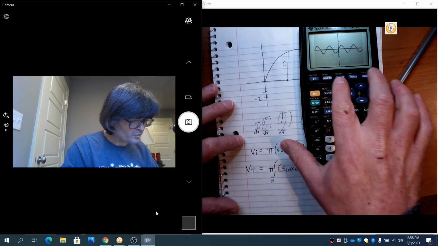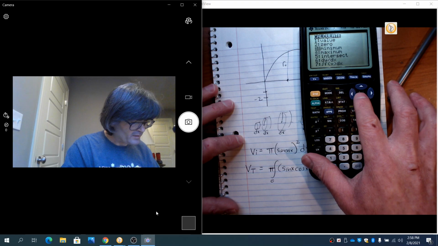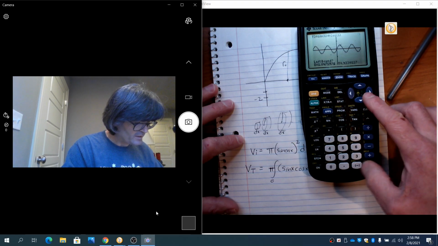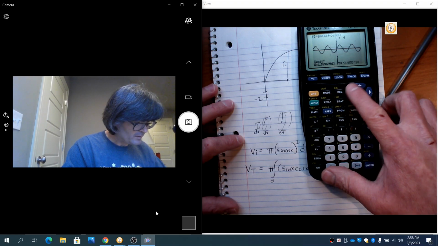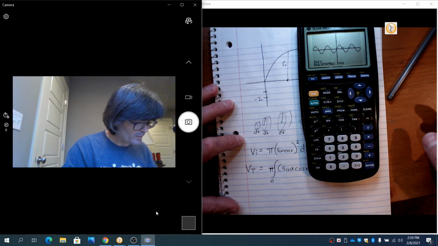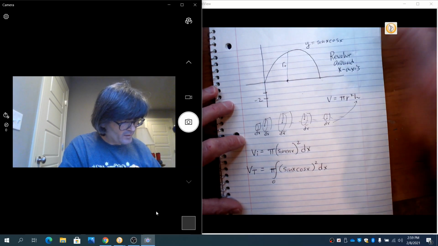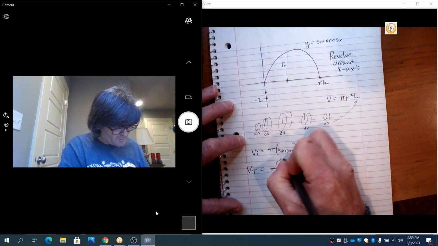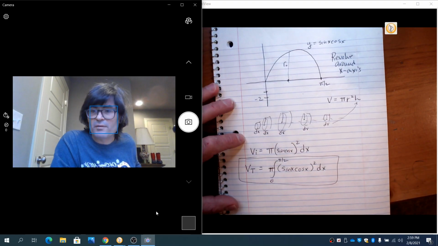And I'm going to go to second calc, find the 0 of this function. We'll say a left bound is this, right bound is this. I guess it can be right there. It's at 1.57, that's half pi. So this is going to be half pi right here. So we're going to integrate from 0 to pi over 2. That is an integral that expresses that total volume of the figure.